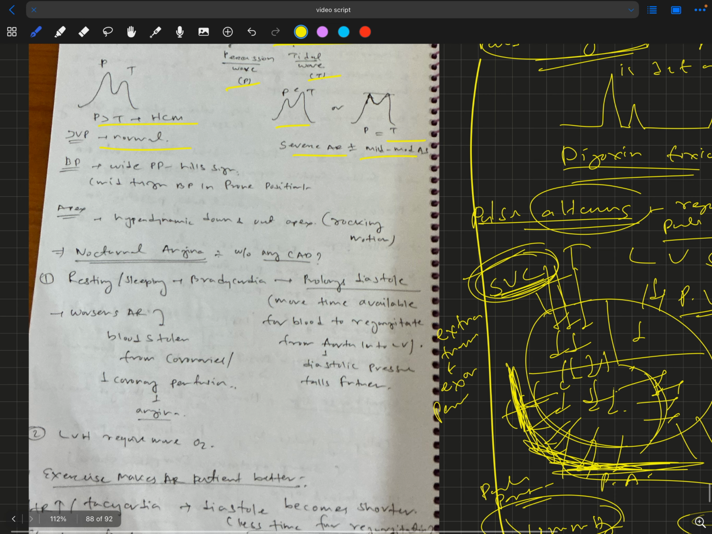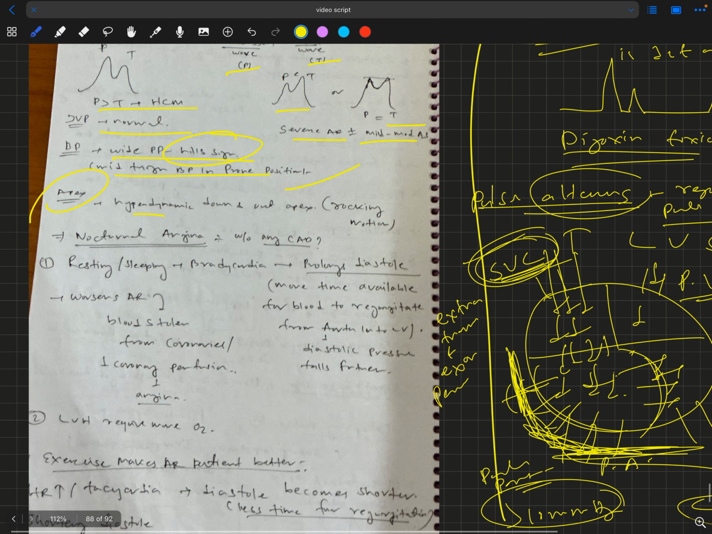So JVP will be normal because JVP is a right heart phenomenon, and in BP, there will be wide pulse pressure. I told you Hill sign, Severus sign, lower limb BP and upper limb BP. Lower limb BP will be more than 10 mm of Hg higher. So for lower limb BP, we measure mid thigh BP in prone position.